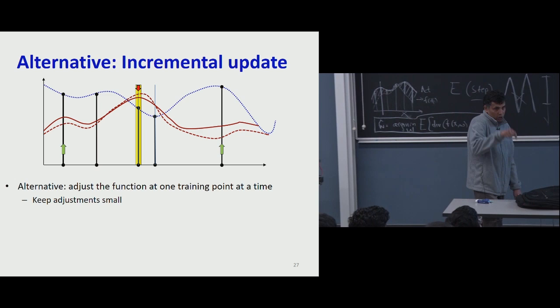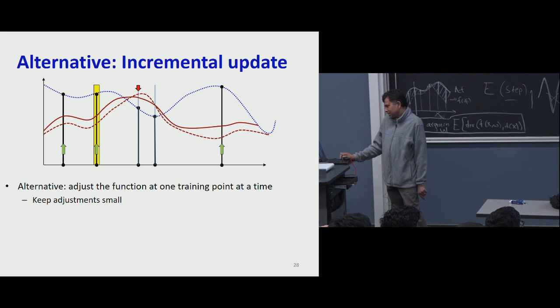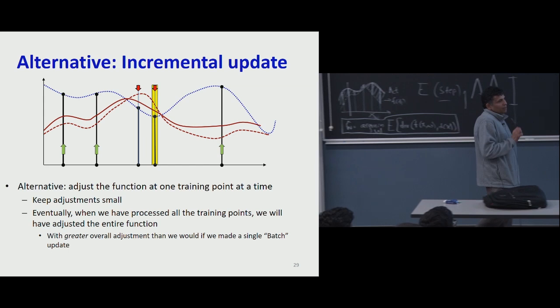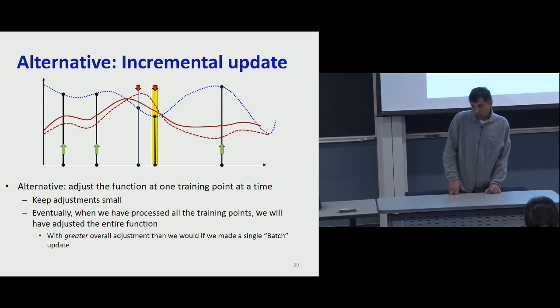And if you keep doing this in this incremental manner, so long as you keep the individual adjustments small, and this is important, you have to keep the individual adjustments small because, again, think of the handkerchief simile.